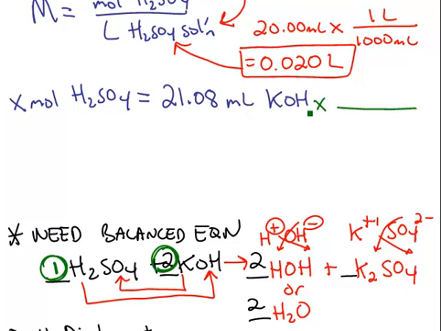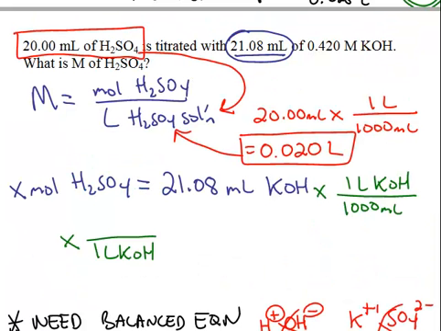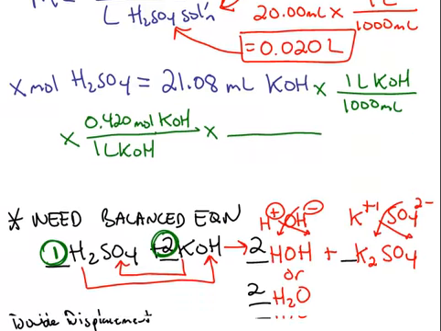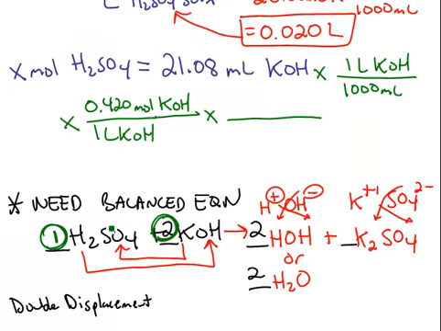I have milliliters of potassium hydroxide. I want to turn those milliliters into liters. 1,000 milliliters of potassium hydroxide is 1 liter of potassium hydroxide. And 1 liter of potassium hydroxide has a known concentration. 0.420 molarity means 0.420 moles of potassium hydroxide in that liter. Now I can turn moles of potassium hydroxide into moles of sulfuric acid using the balanced equation.